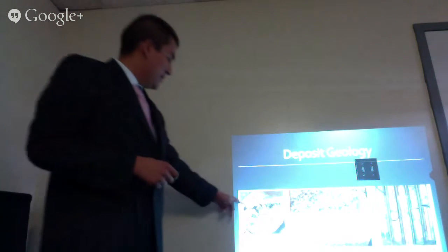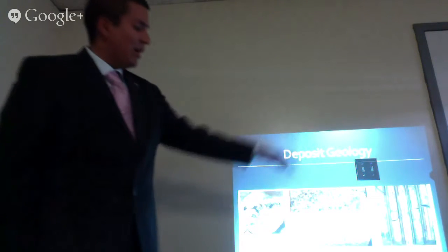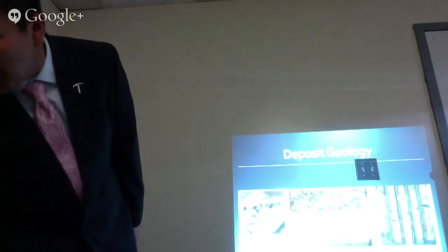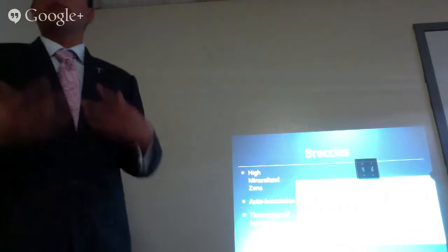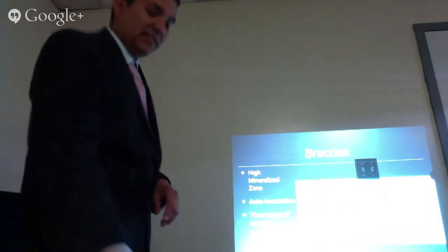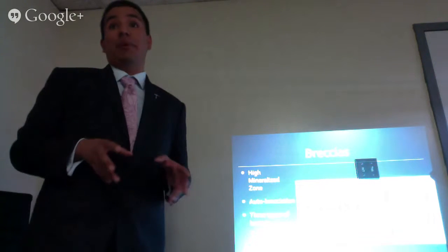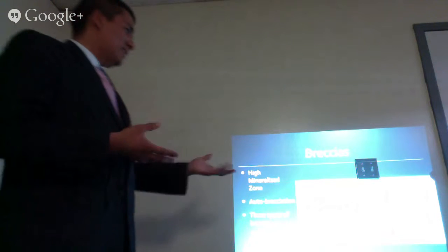We have the biotite breccia. This is how the quartz monzonite is, and we have the feldspar breccia in the corner. Breccias, as I was telling you, are really important for the deposit. Basically, the breccias hold more than 50% of the copper. So for the studies they've been doing, the breccias are really important.